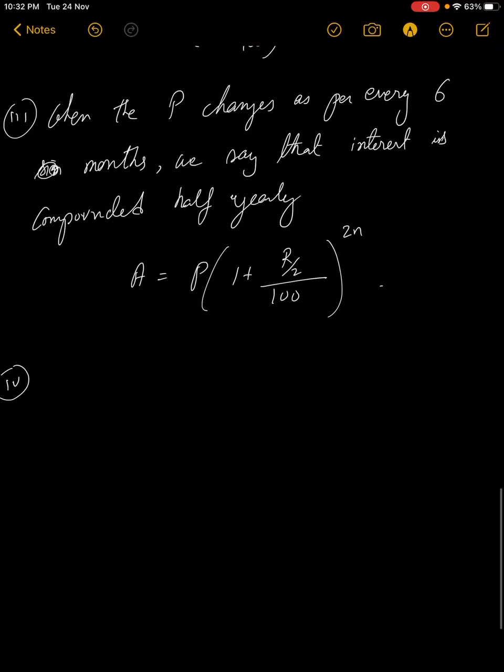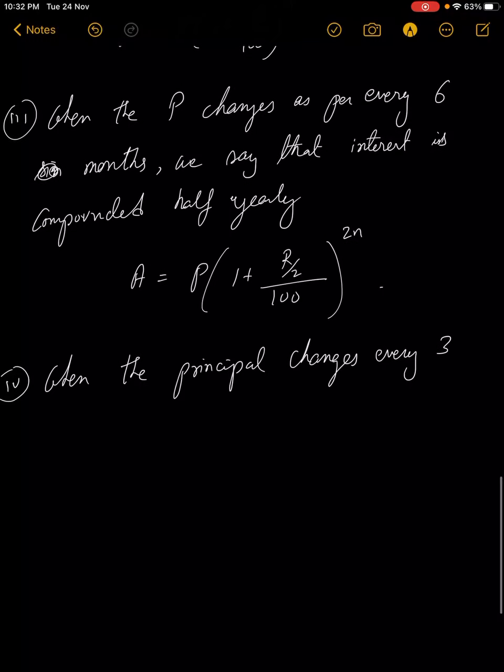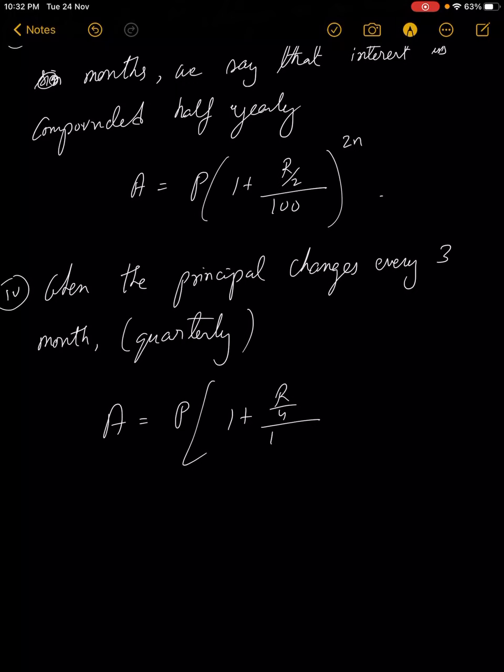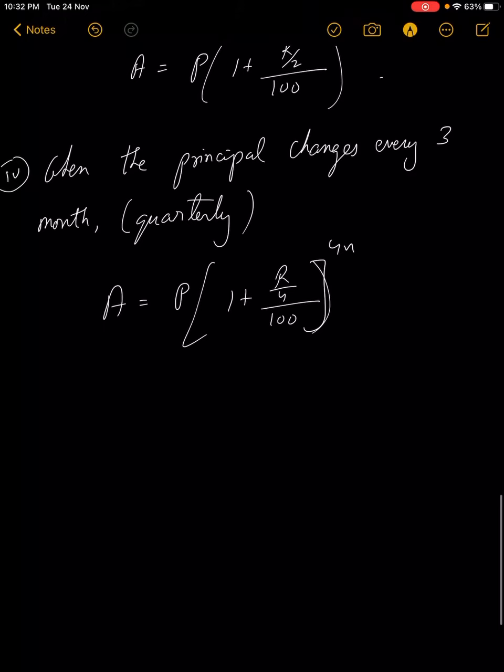Of course, when we solve numericals, that time it's going to be very clear. These are just the formulas. When the principal changes every quarter, that is every 3 months, then of course we say that it is compounded quarterly. So in that case, the amount will be P into 1 plus r by 4 upon 100 whole power 4n. Okay.